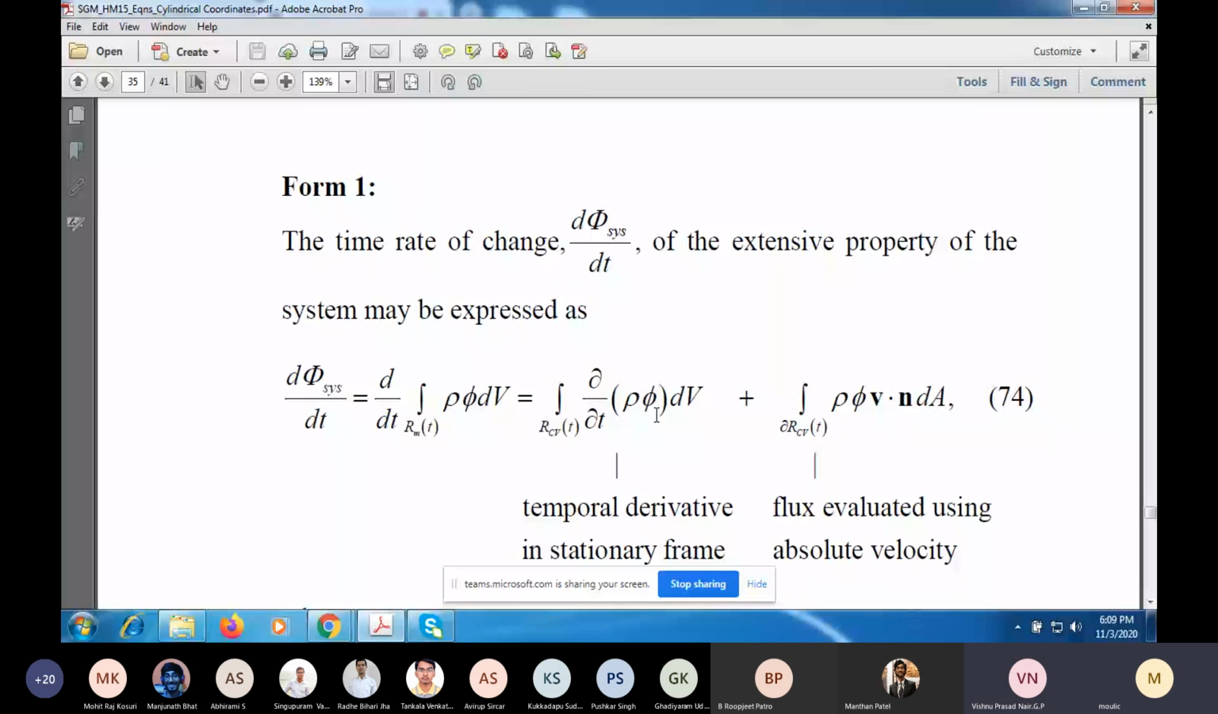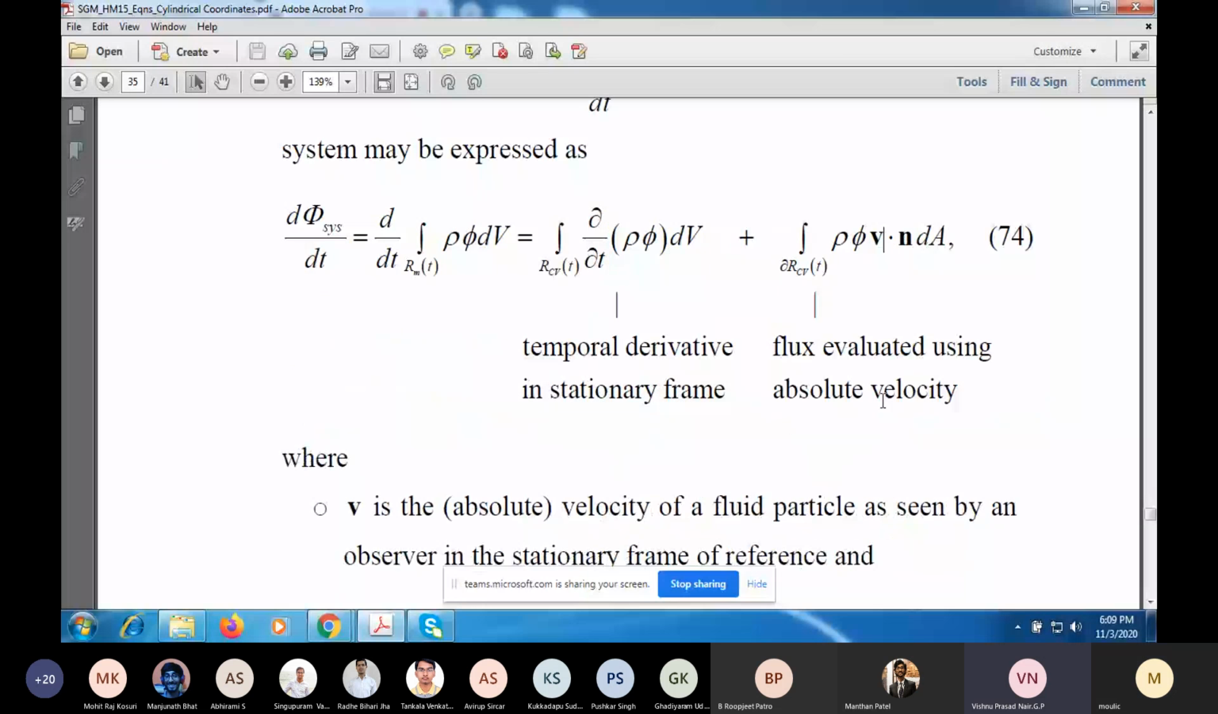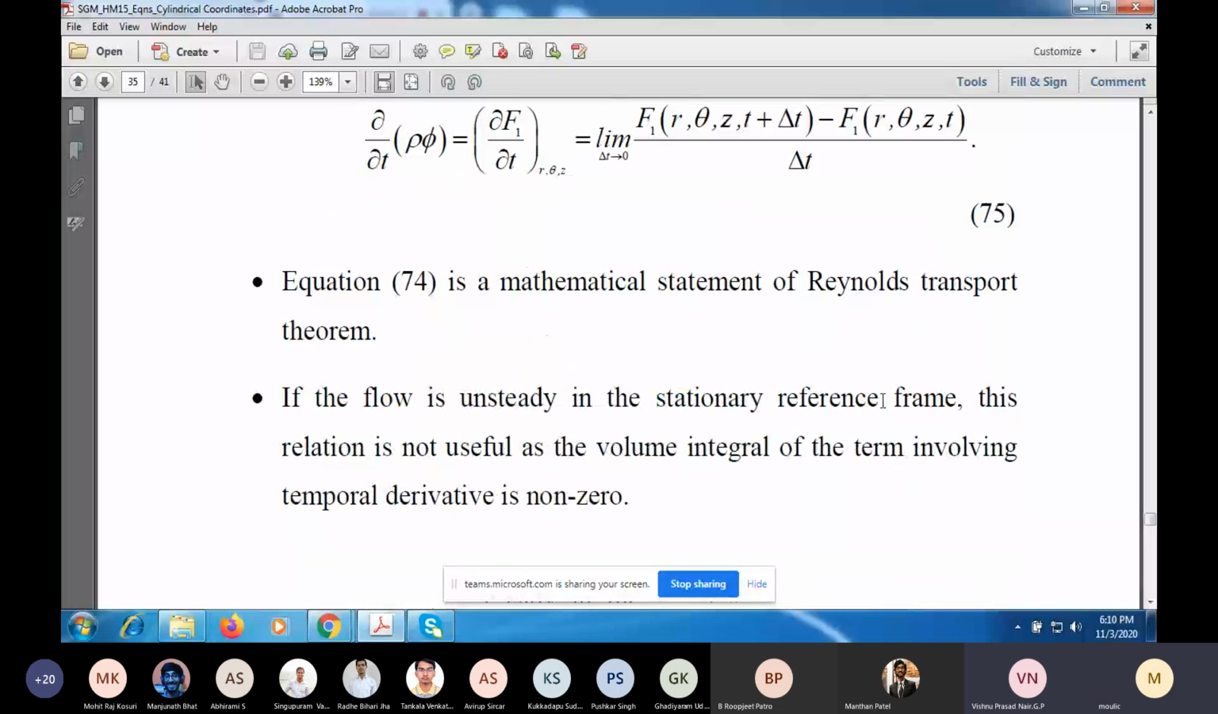Suppose I make a mistake in my analysis and say that I ignore this term, and just evaluate the flux using this term. You'll actually get the correct result. Understood, like in the stationary frame, even if we apply, yeah, understood.